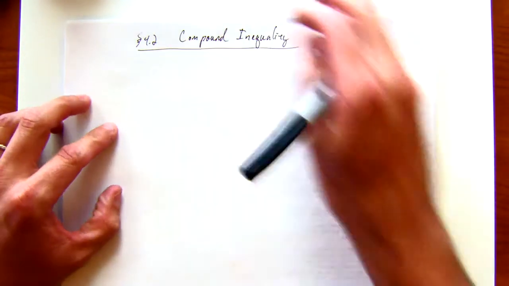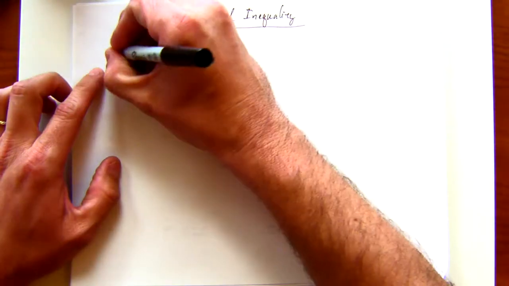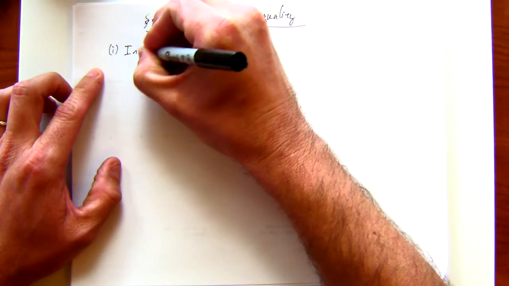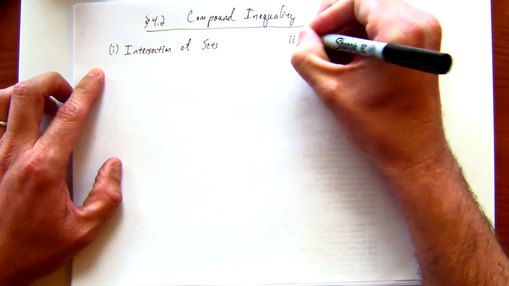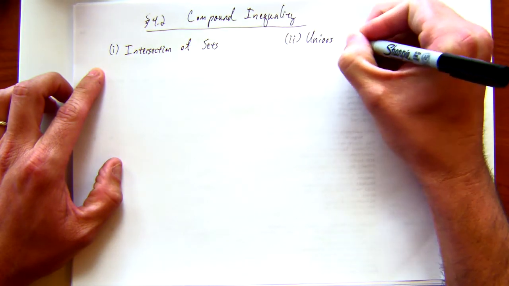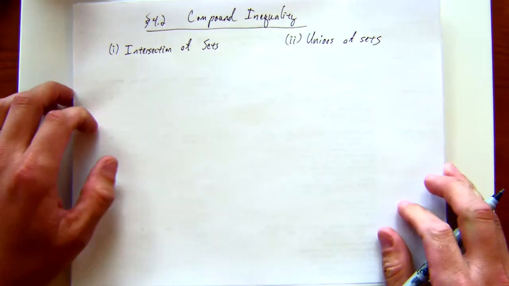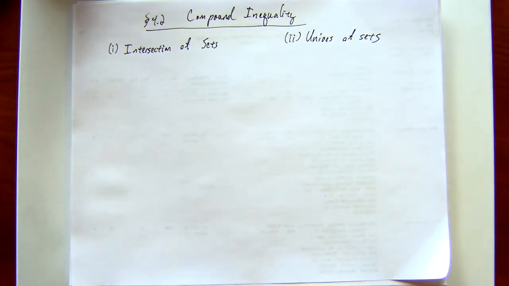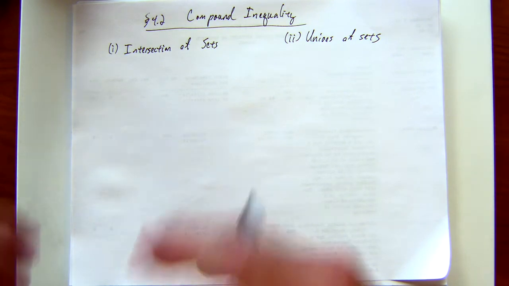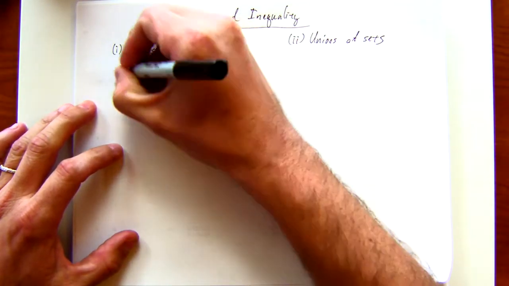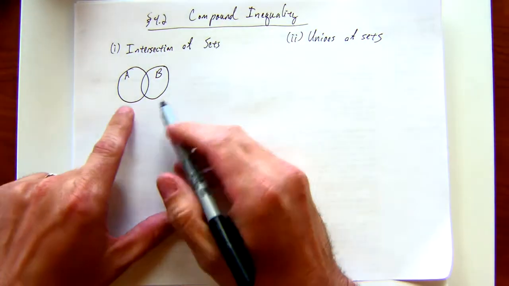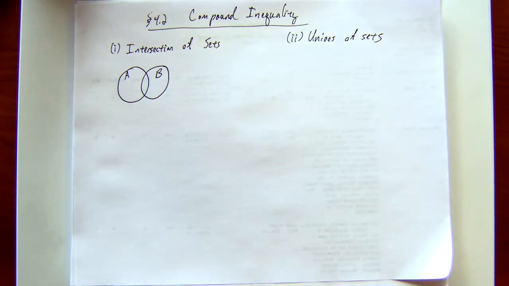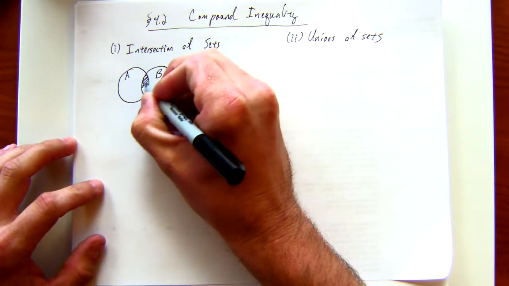Well, before we do that, we need to talk a little bit about just some mathematical concepts called intersection of sets and unions of sets. Okay? So when I talk about the intersection of two things, suppose we have some set A and then some set B. Where are these two sets intersected? Yeah, it's this little area right here, right?